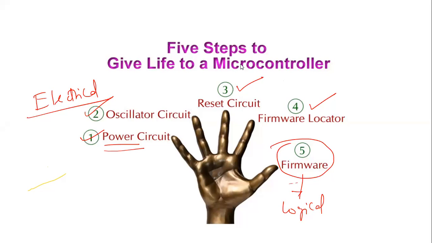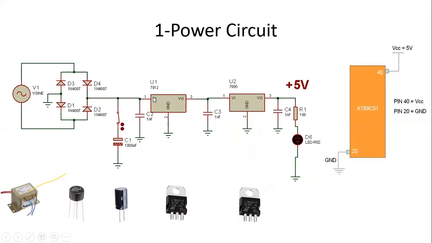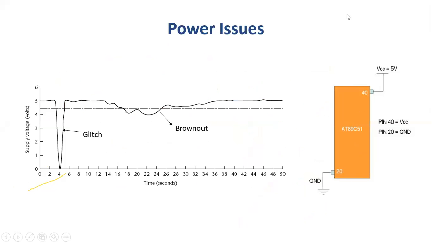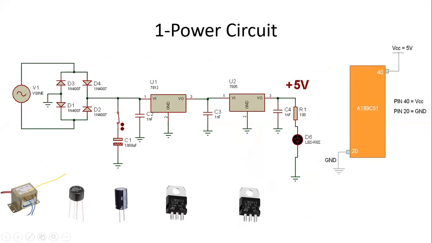The first one is, of course, the power circuit part. So this is my power circuit. The objective of having the power circuit is to derive plus 5 volt and ground.